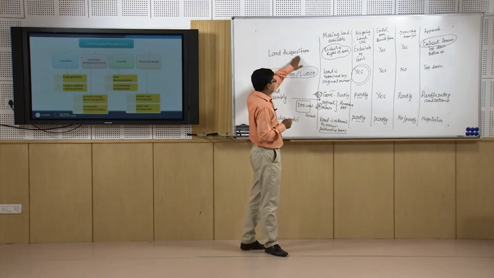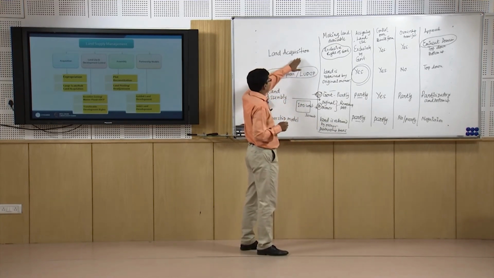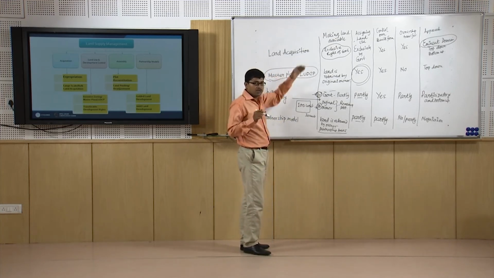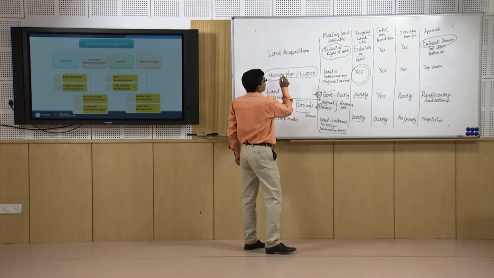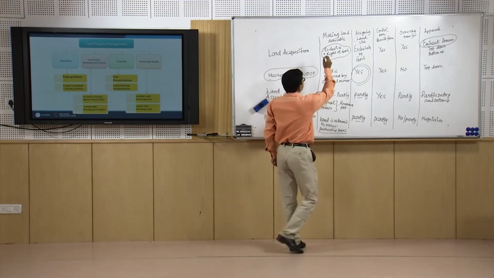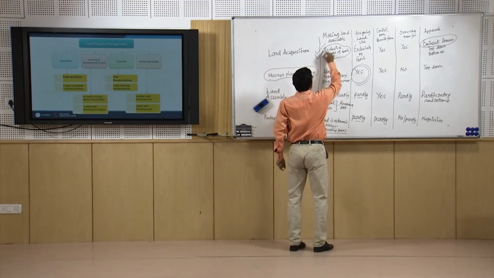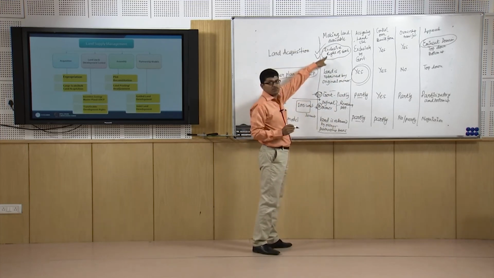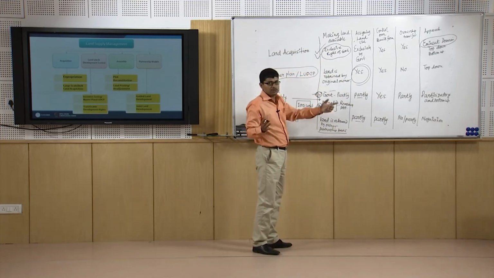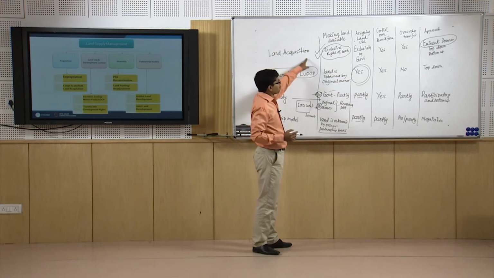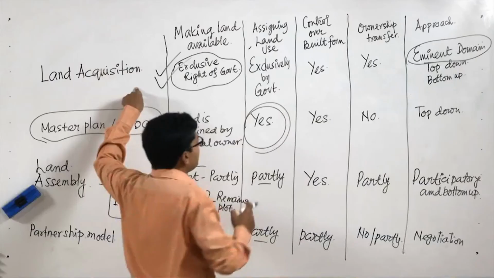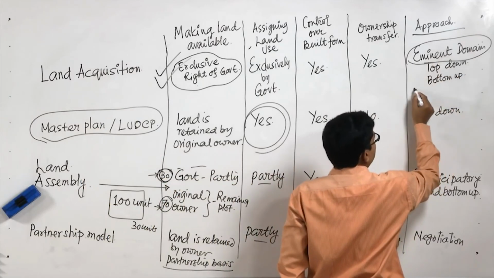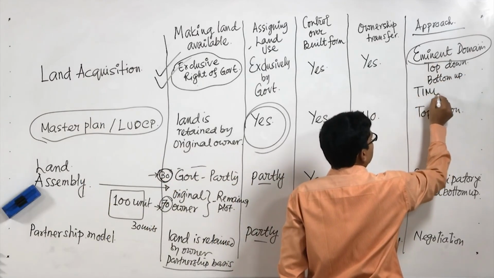Now, the positive part of this particular approach, the land acquisition, is that it ensures that a large amount of land is possible. So, its advantage is this one, where they can ensure an exclusive right of government land or bigger land for the government plan. But its limitation is that it is very lengthy, the approach is kind of top down, and it is time consuming.